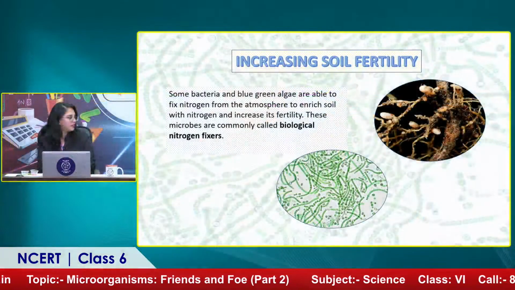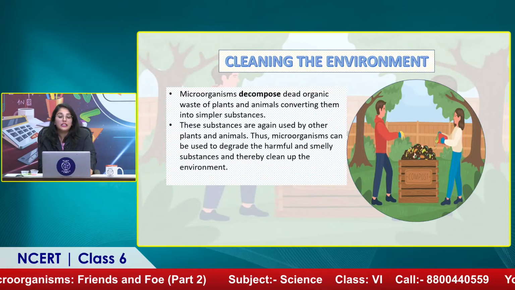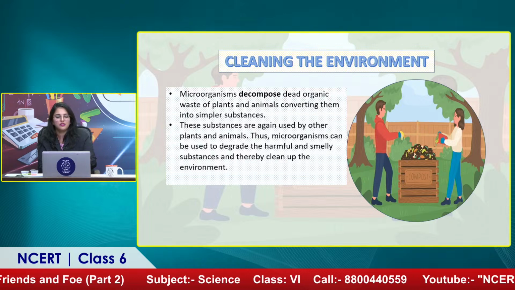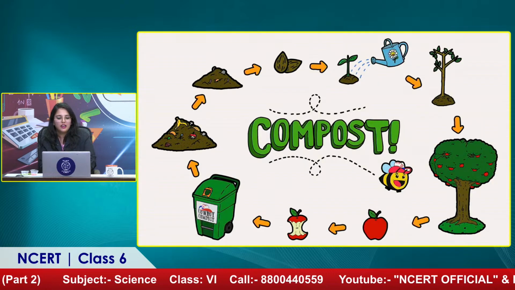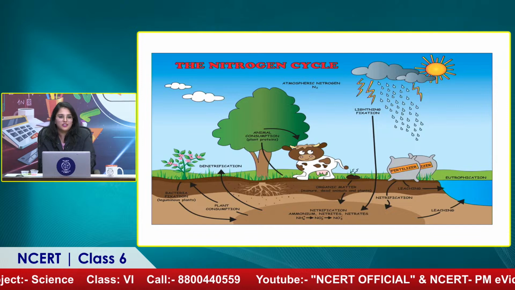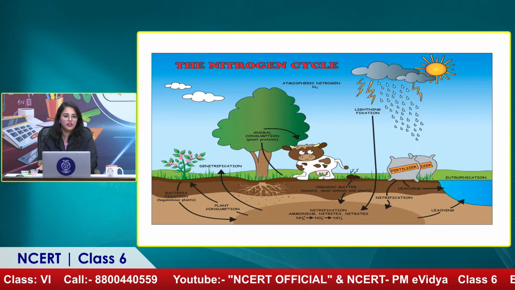And then we came to increasing soil fertility. We saw how the microorganisms help to increase the soil fertility and help the plants to grow. Then we came to cleaning the environment, how the decomposers, the microorganisms which are decomposers, change everything and make it into simpler forms. Last, our topic was the nitrogen cycle, how the protein rich plants make up the protein and how nitrogen is used from the environment.